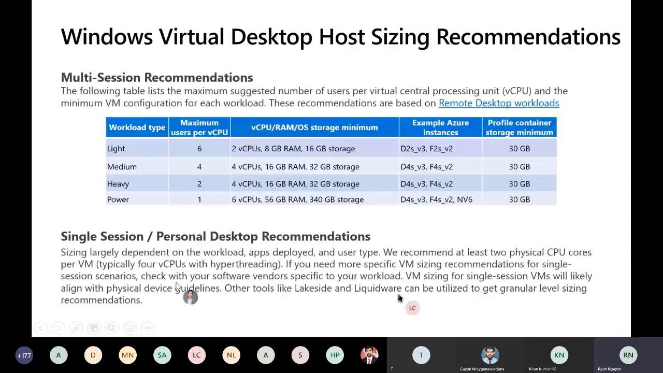There is some recommendation for us. If they go with multi-session, the recommendation is a maximum of 6 users per vCPU, and it is the VM family, right? And also the Azure instance that we go with is a D8s v3, right? Or the medium one, or heavy one, or power one. If they go with single session or personal VDI, we recommend at least 2 physical CPU cores per VM.